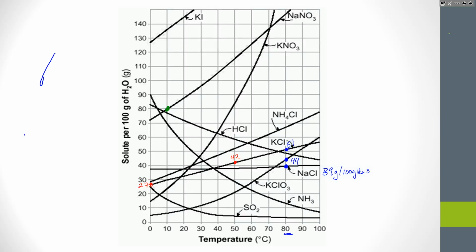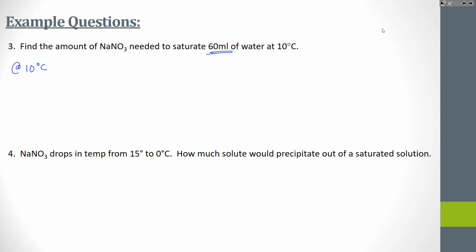To me, it's right about there. And that looks to me like it's right on 80 grams. So I'm going to flip back. We have 80 grams. There we go. So we can dissolve 80 grams in 100 grams of H2O.